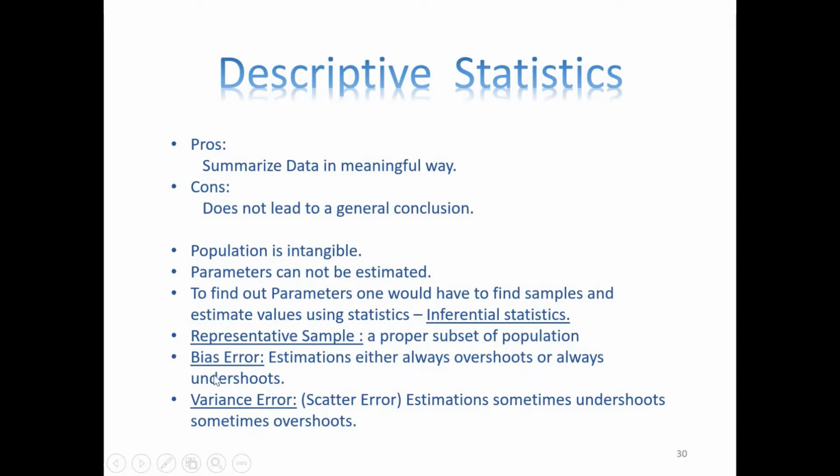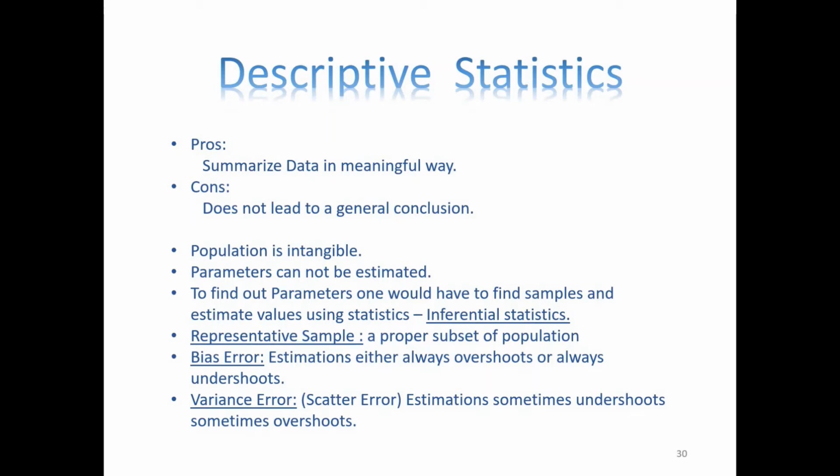What is bias error? Bias error is when estimations either always overshoot or always undershoot. Basically, when you are taking out your estimations of population parameters from your sample statistics, if your estimations always overshoot or always undershoot, that is the scenario related to bias error. This is what bias error is.